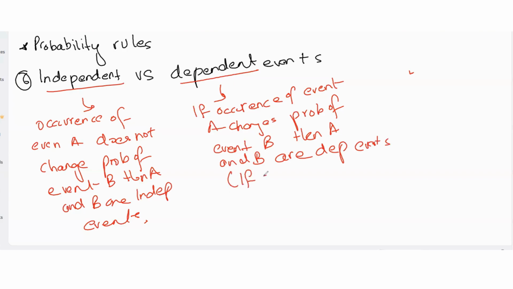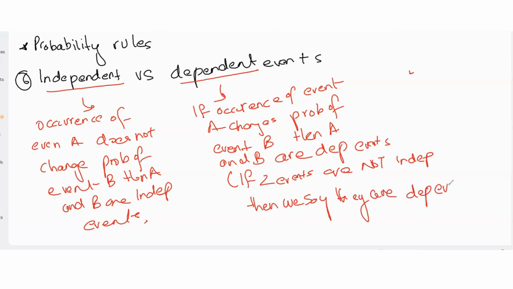If two events are not independent, then we say they're dependent events. So if the occurrence of one event does not change the probability of another event, then they both are independent events. And if they're not independent, then we say they're dependent events. Now let's look at how we mathematically check for dependent or independent events.